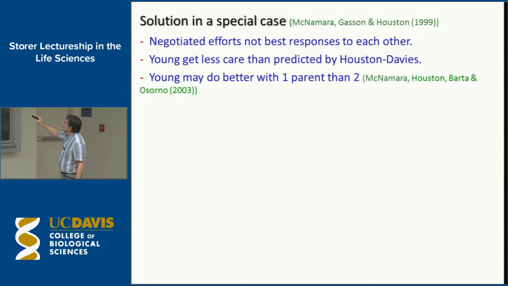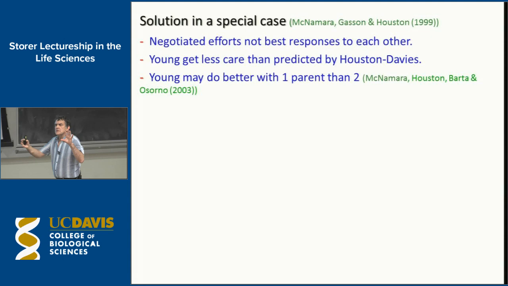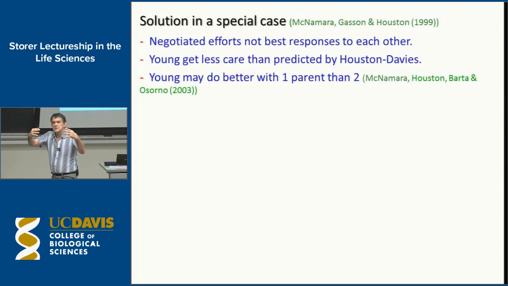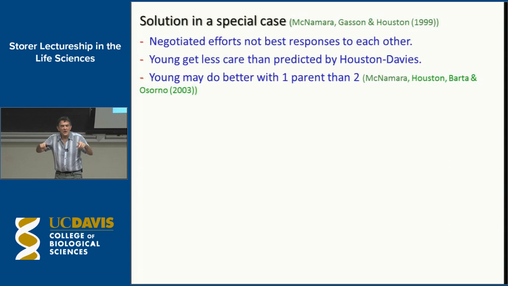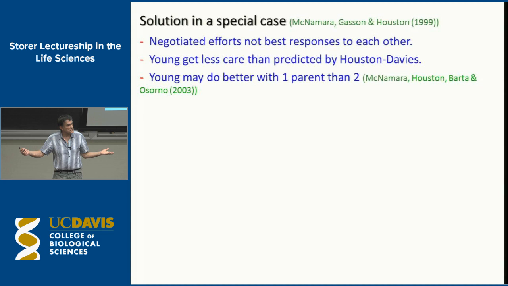with Kathy Gass and Alistair Houston. And what you discover for these stable negotiation rules is that you can look at two individuals following these rules and see the effort which they negotiate. Now, each rule is the best given the rule of the partner, but the efforts they negotiate are not the best given the effort of the partner. So you're at a different solution. It is not the Houston-Davis solution.